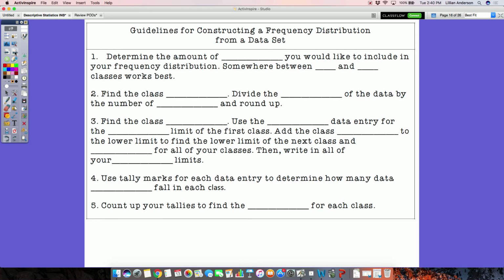Then, of course, you can use tally marks for each of your data entries to determine how many data points fall in each class. But remember, that tally part is optional, because you can kind of spot it. It's just a quick way to get your data down. Then you're going to count up all your tallies to find the frequency of each class. Just like with your frequency tables, you're going to have whatever you're dealing with, whether it's badmintons, times or shoe sizes, and then your frequency in your other column.